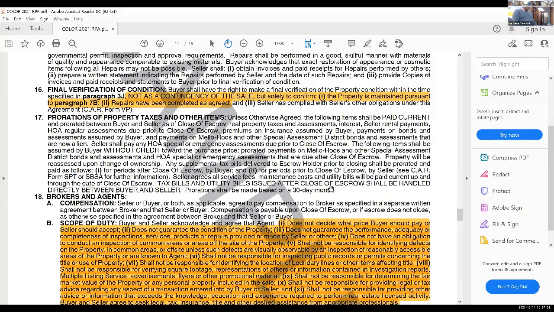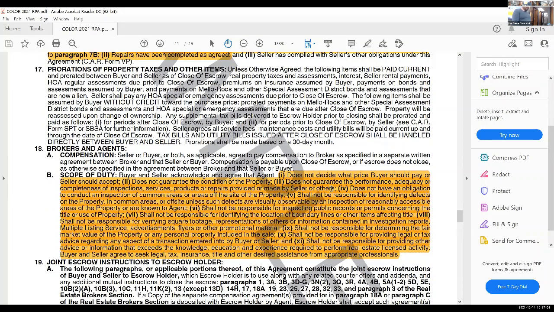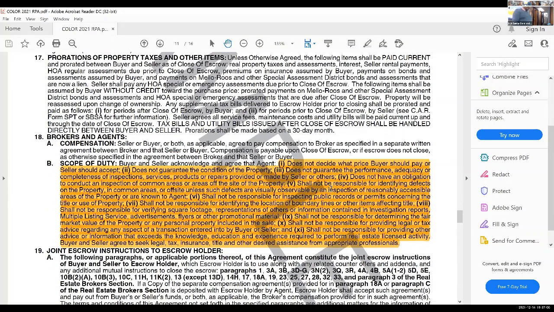All right, brokers and agents, this part's kind of important, right? For compensation, seller or buyer or both, as applicable, agree to pay compensation to the broker as specified in the separate written agreement. So if you have a buyer broker agreement, there's your separate written agreement. Listing agreement, separate written agreement. Or if you need to use a broker compensation agreement, if the property's off market.